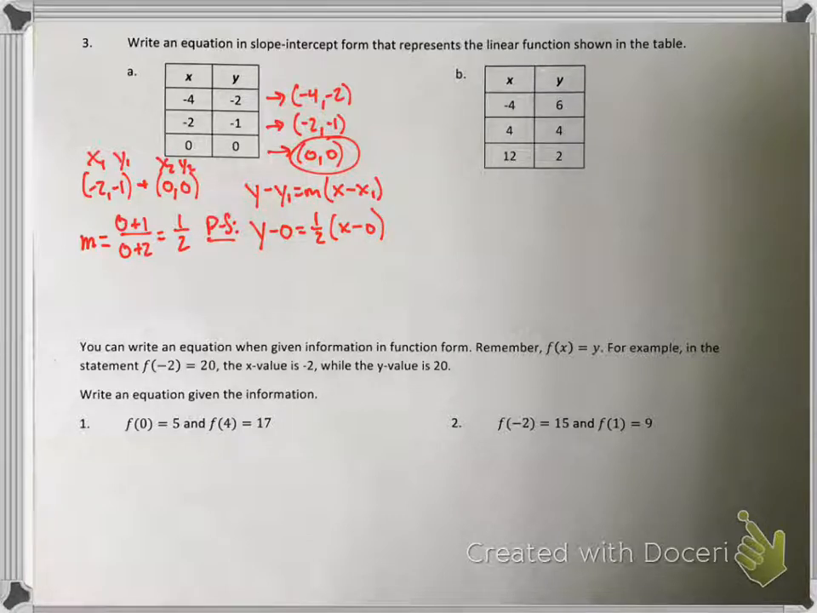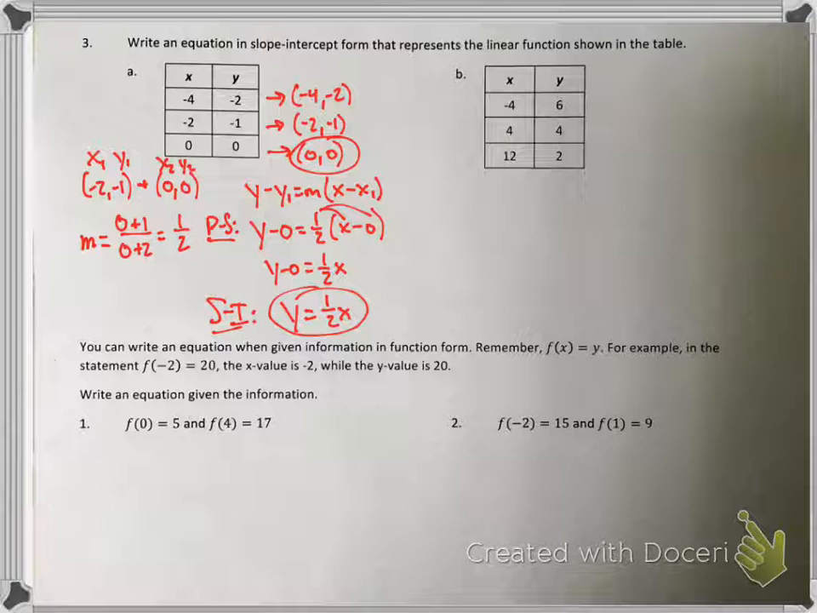If I want to turn it to slope-intercept form, which we're going to do probably 9 times out of 10 with most of these problems, we have to get y by itself. So first thing I'm going to do is distribute. I get 1/2 x, and 1/2 times -0 just becomes 0, so I'm not even going to write it. Then on the left side, y minus 0 doesn't really do anything. So I have a slope-intercept equation of y equals 1/2 x.